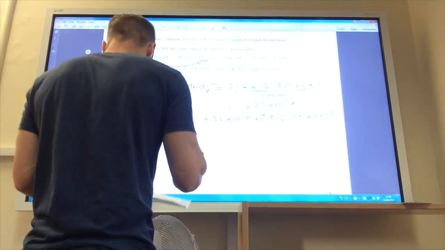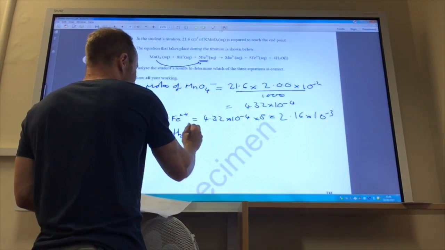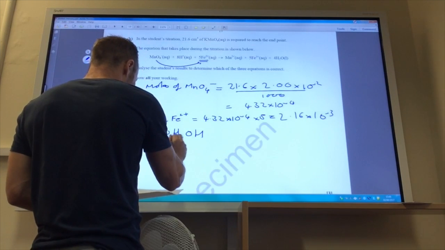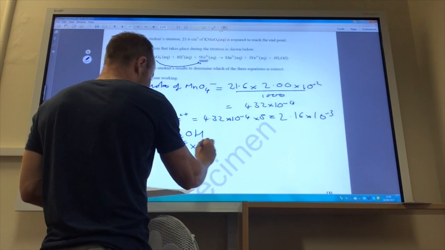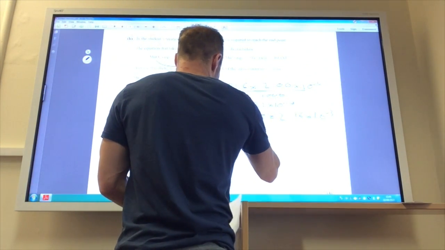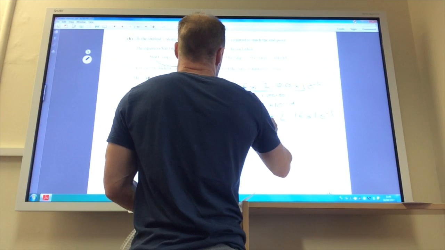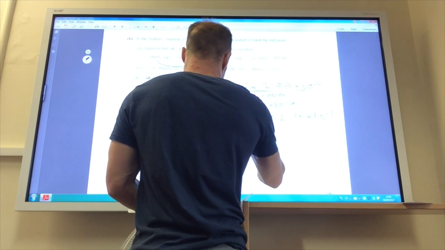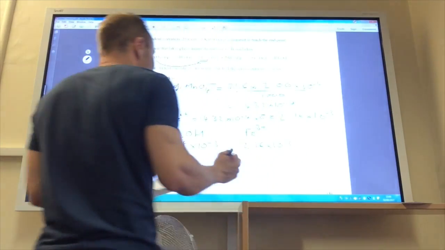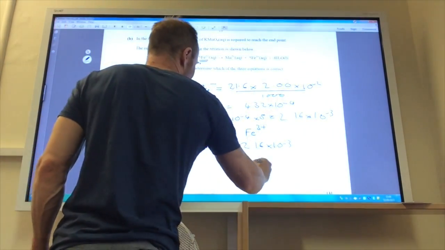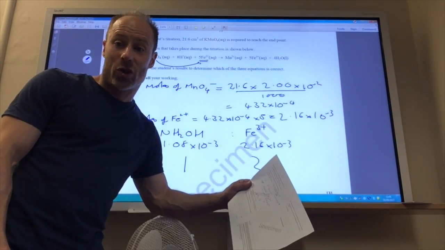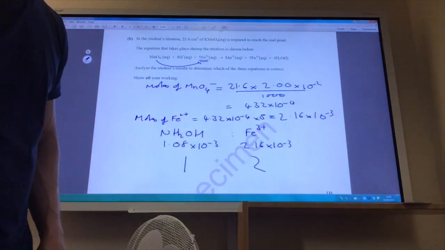I've already worked out the moles of NH2OH that I had, and that was 1.08 times 10 to the minus 3. I've now worked out the moles of Fe3+ as being 2.16 times 10 to the minus 3. You divide by the smallest one, which is that, and you come to a 1 to 2 ratio, and therefore equation 2 must have been the correct one.